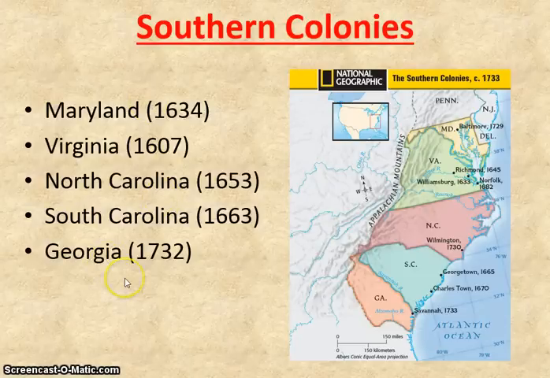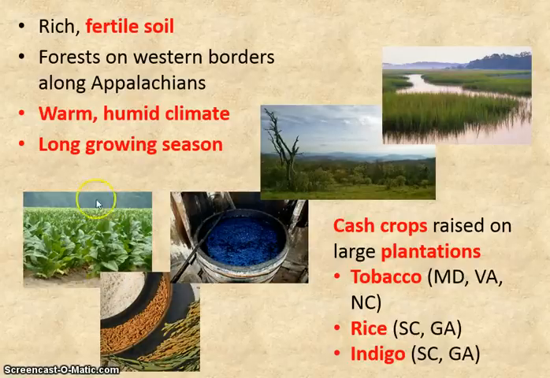We can think of Maryland, Virginia, and North Carolina as the upper southern colonies, and South Carolina and Georgia as the lower southern colonies. The physical geography was of rich, fertile soil, forest along the Appalachian region, which we'll talk about with the backcountry. The South had a warm, humid climate and a long growing season, so the South was ideally suited for farming. And particularly, this led to the raising of cash crops that were raised on large plantations, so the establishing of a plantation economy.